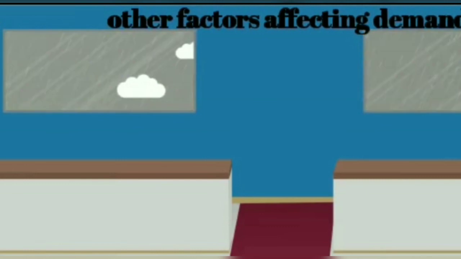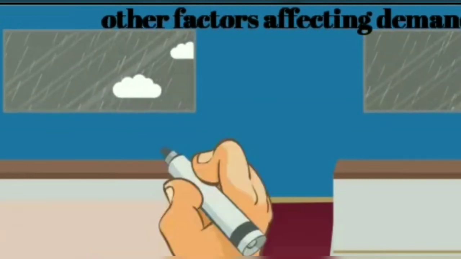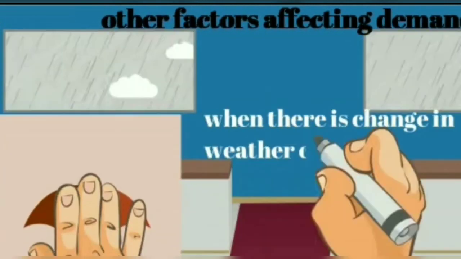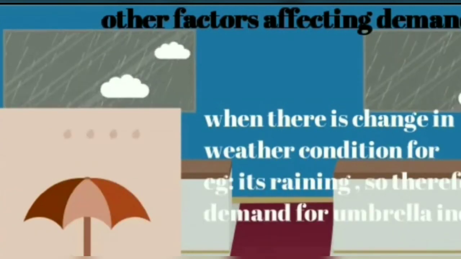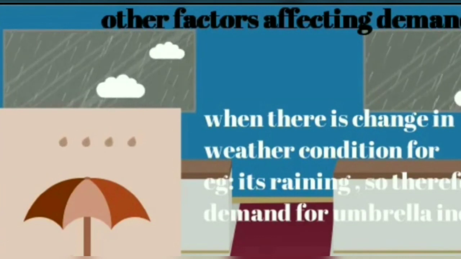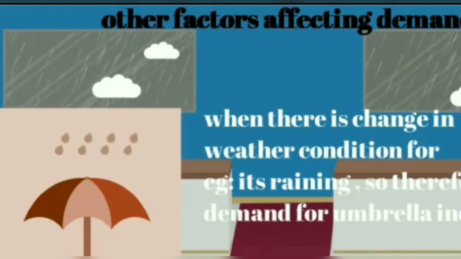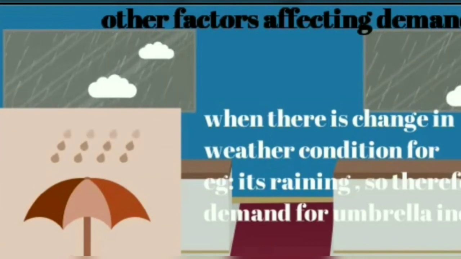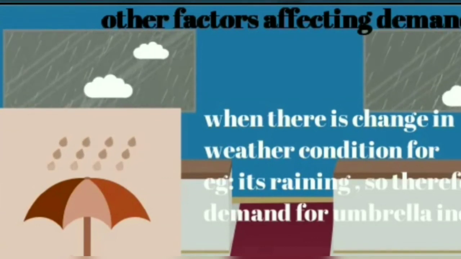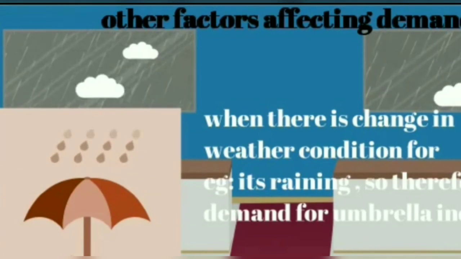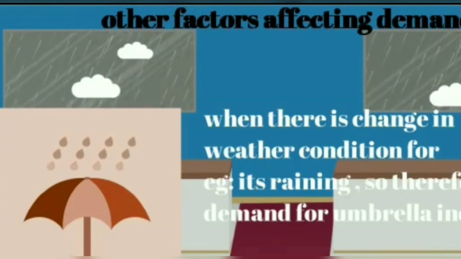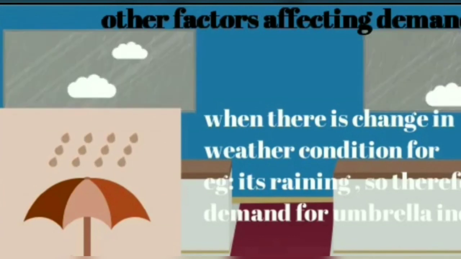So, we have seen so many factors affecting demand. Now there are other factors such as weather condition. For example, it's raining outside, right? So demand for umbrellas will increase, maybe the demand for raincoats will increase, right? So when there is rainy season, the demand for these goods will increase, like umbrellas, raincoats, what else, a heater. All these goods' demand will increase due to change in weather condition.